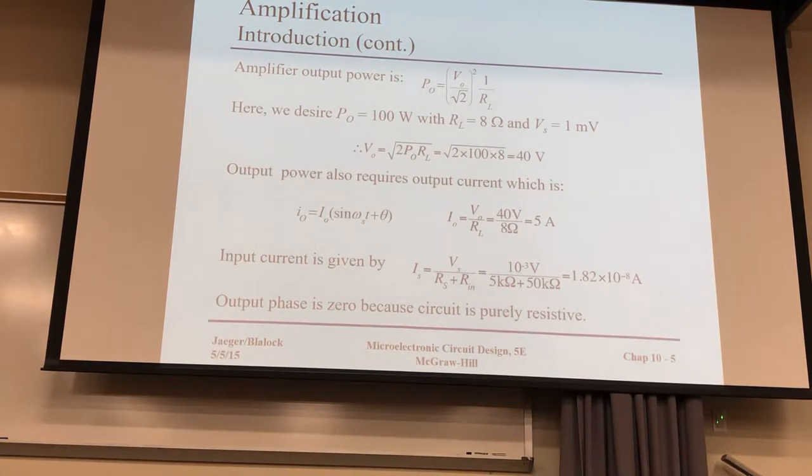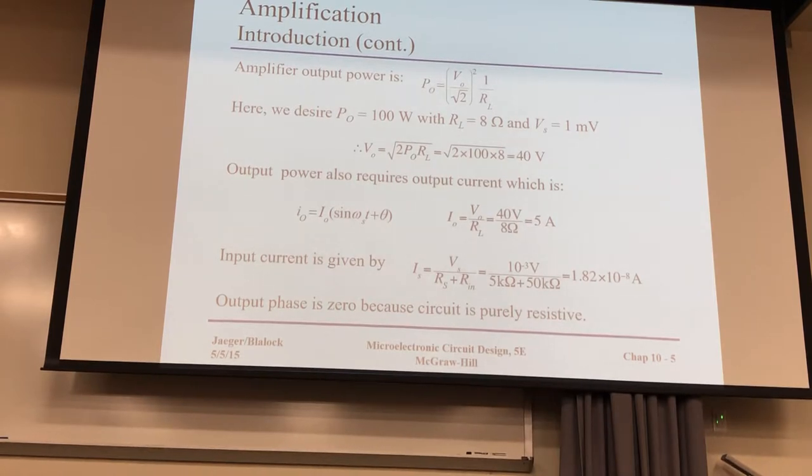Do you know what Vo over square root 2 means? Vo is the peak voltage, right? And Vo over square root 2 means that the voltage is the RMS voltage, right? So when we're calculating power, we need to pay attention to use the RMS voltage to calculate the power.